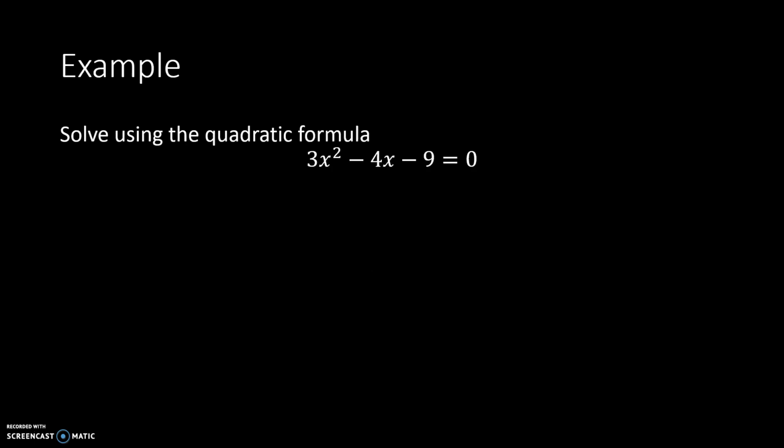So here's our first example. We're going to do this one together. We're solving using the quadratic formula, so we want to identify a, b, and c. And I want to really emphasize also that the quadratic formula only works if our equation is equal to 0. This one already is, so there's nothing we have to do to make sure that we can use the quadratic formula.